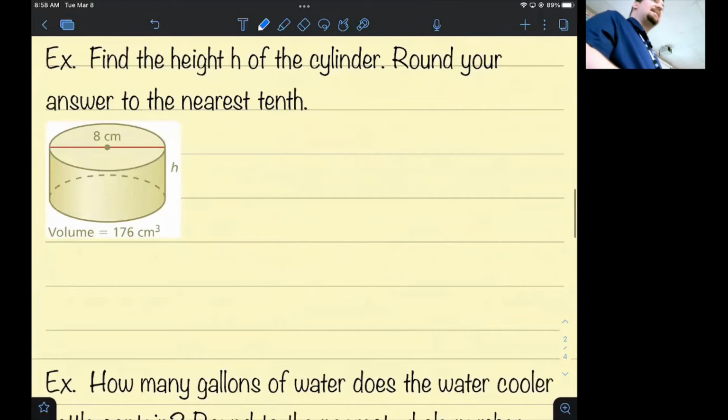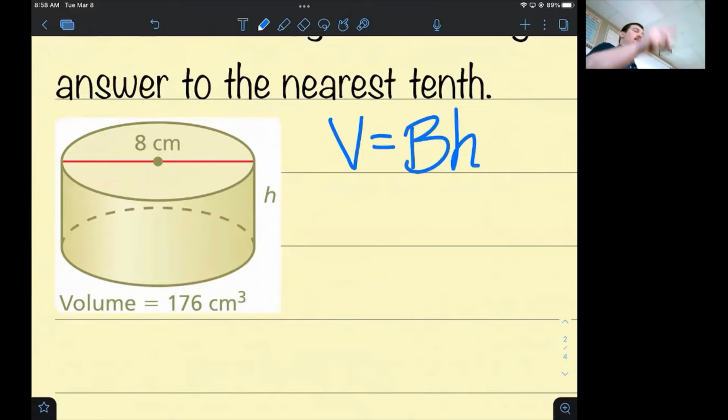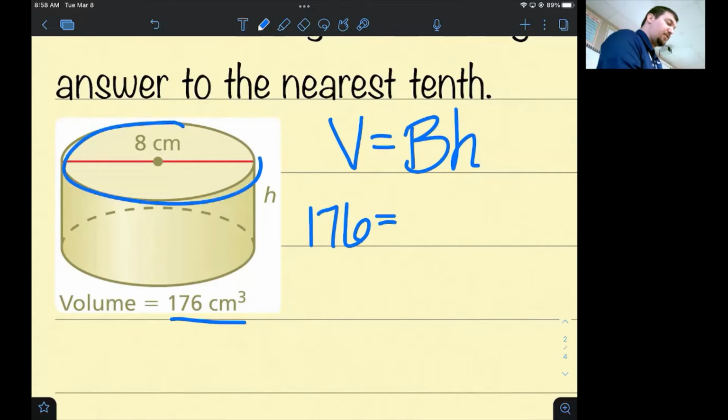Next problem. Hey, it's kind of like the popcorn problem. We're finding the height. It says find the height h of the cylinder, round to the nearest tenth. Well, I know that volume uses this formula, but instead of plugging in for capital B and H, I'm going to plug in for capital B and capital V, because we know the volume is what? 176. That's right.